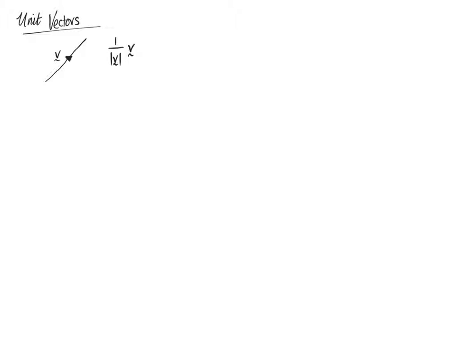So an example of this: if I've got this vector v, which is equal to 5 over 12, and we want to find the unit vector in the direction of v.